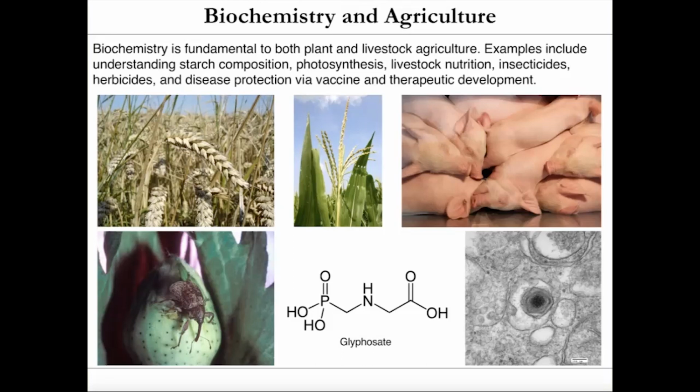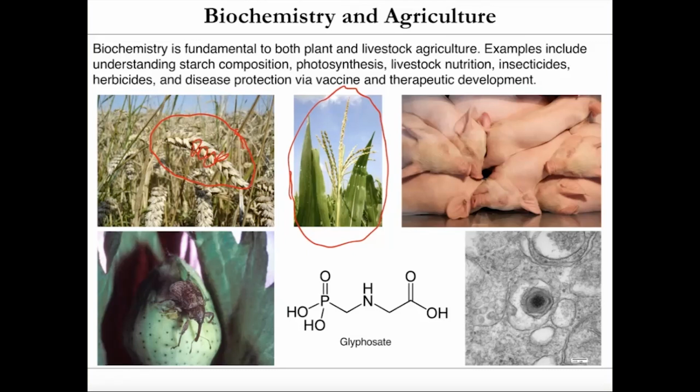Some examples of this, I mentioned starch composition. This is one of the first plants ever domesticated, and this right here is just a little starch factory. We understand we can change the composition of that starch if we have an understanding of biochemistry. Same with this corn right here. Also photosynthesis. We have a huge understanding of how photosynthesis works, so there are goals to try and modify that to increase plant yield.